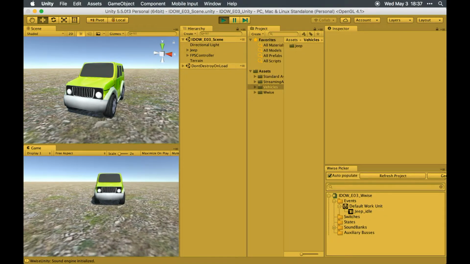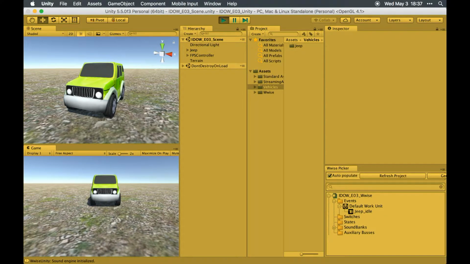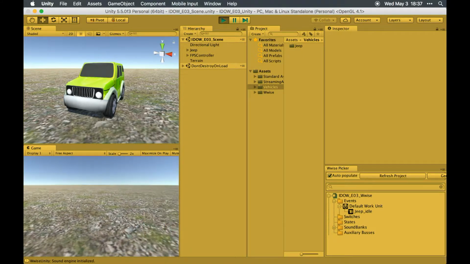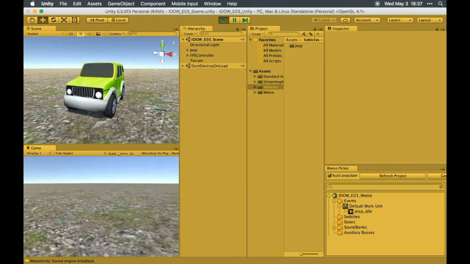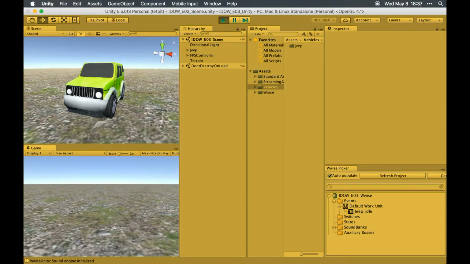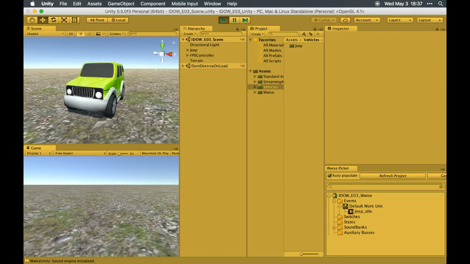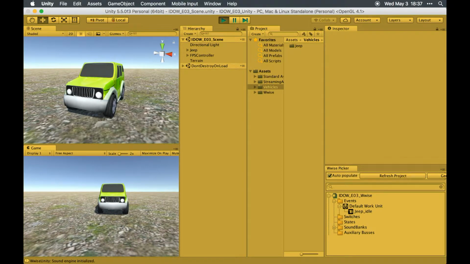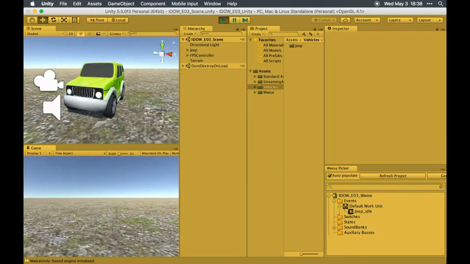Okay, so we're facing the car, full volume. That's great. Let's try and rotate. Okay, the volume is much lower. And now when we're facing the car, the volume is at full volume. Again.